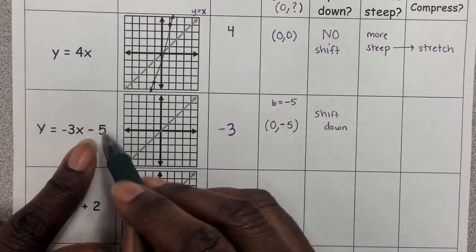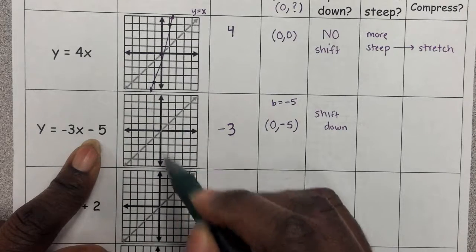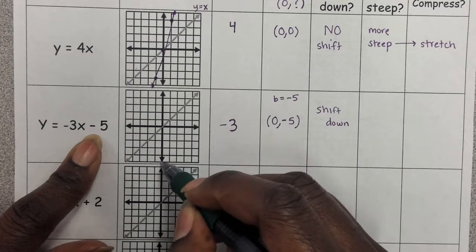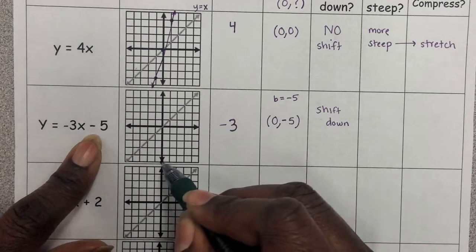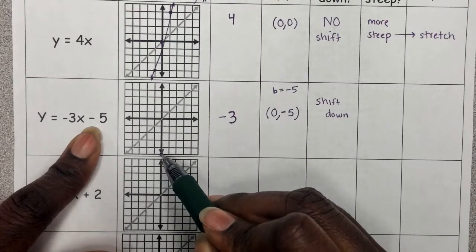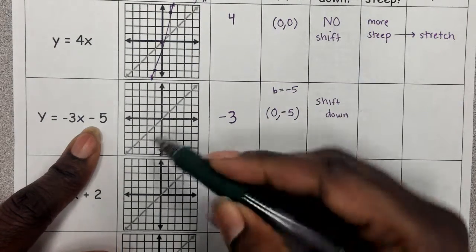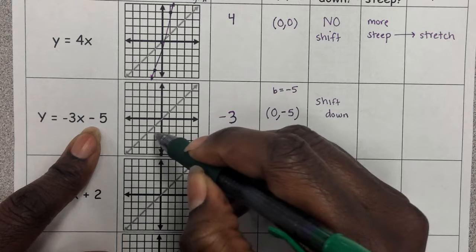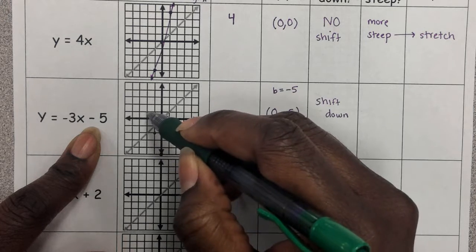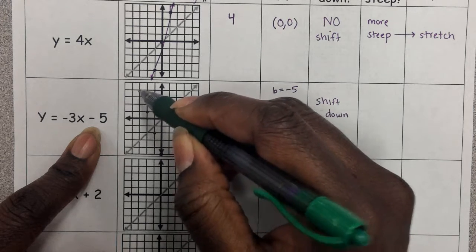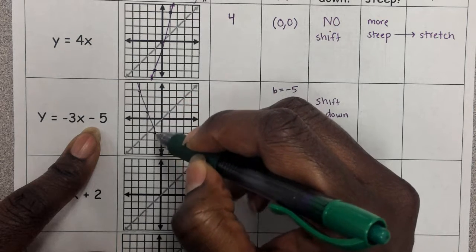Starting at the -5, because the b is always on the y-axis, so 1, 2, 3, 4, 5. We're starting down there at the bottom. We don't really have room to go down 3 to the right one, so let's go up 3 to the left one, up 3 to the left one, up 3 to the left one. So the graph should look like this.